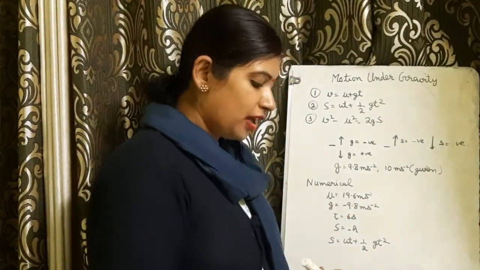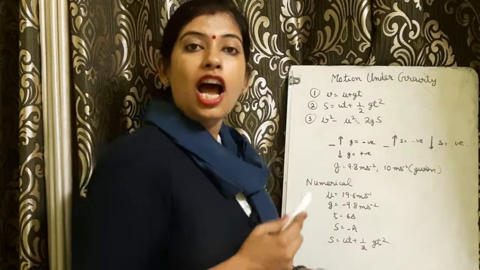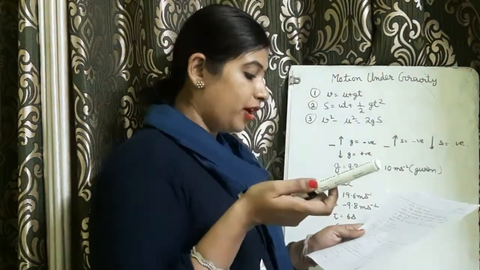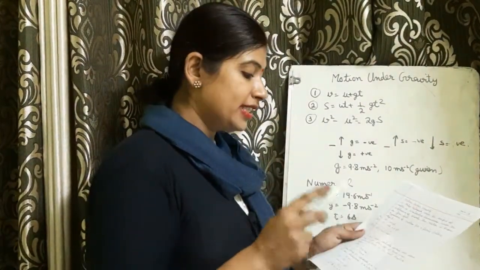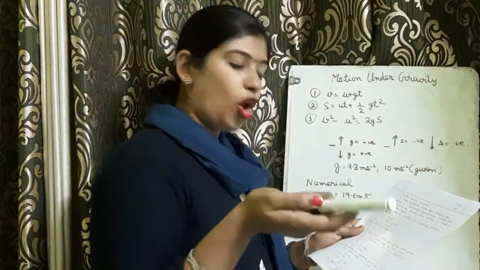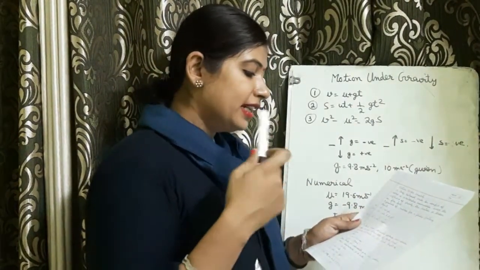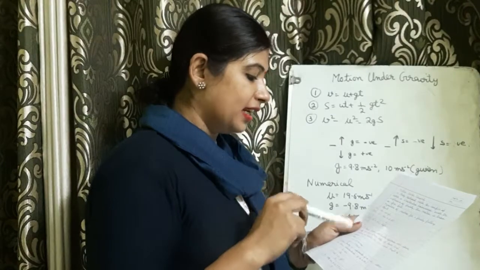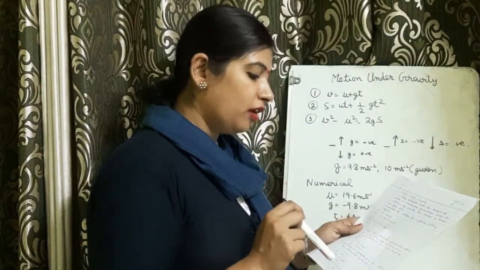Now, we will do a numerical. In this numerical, a ball is thrown vertically upward with a speed of 19.6 meter per second from the top of the tower and returns to earth in 6 seconds. We have to find the height of the tower.